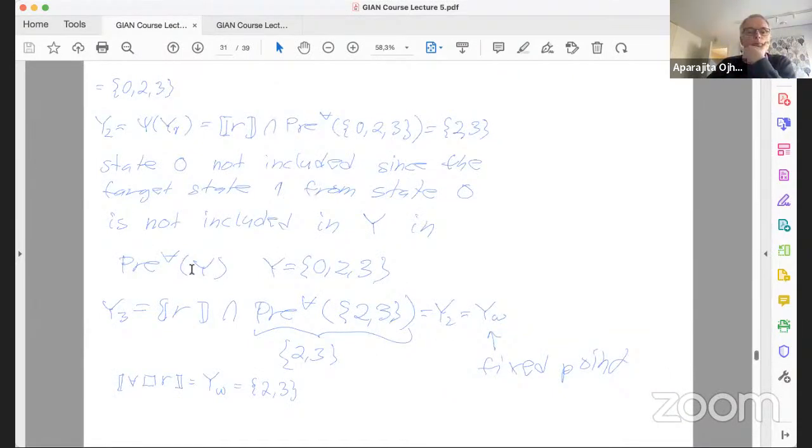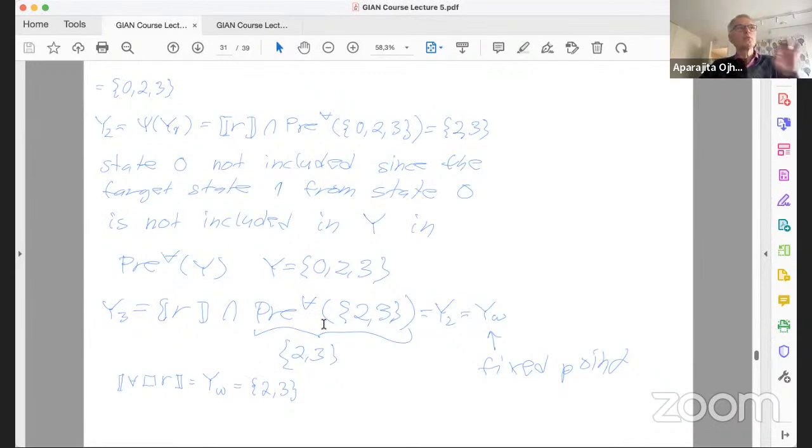So pre of all for 0, 2, 3 excluded, then 0, and then we have to look at pre for all of 2, 3, but that is still 2, 3. And I don't think I will motivate that more. I did that partly at least. It's the same reasoning as before.